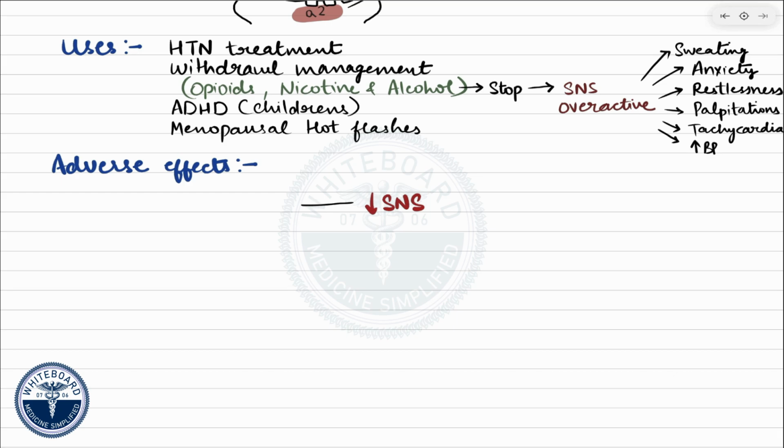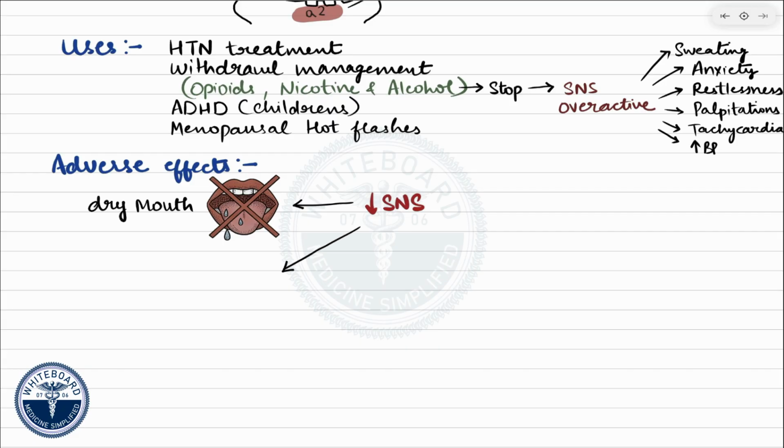One of the most common adverse effects is dry mouth. Normally, sympathetic stimulation helps regulate salivary gland function. Since clonidine decreases sympathetic activity, salivary secretion is reduced, causing patients to experience dryness of the mouth.